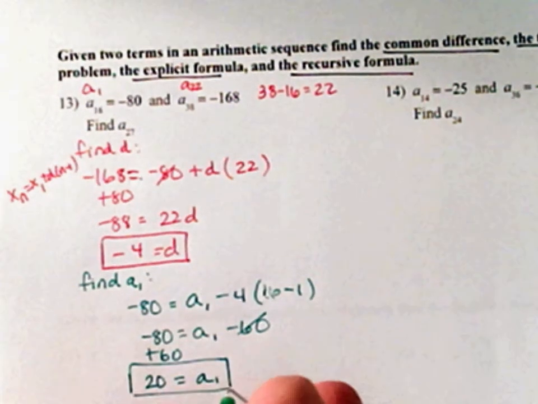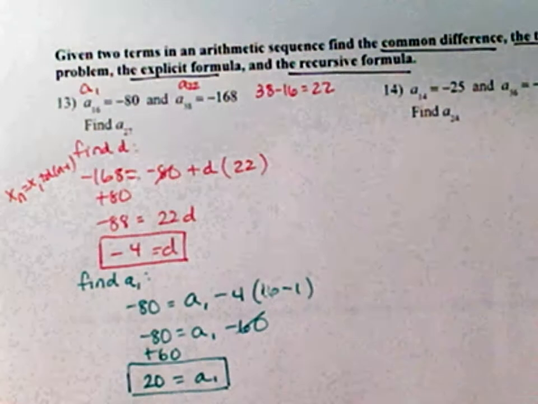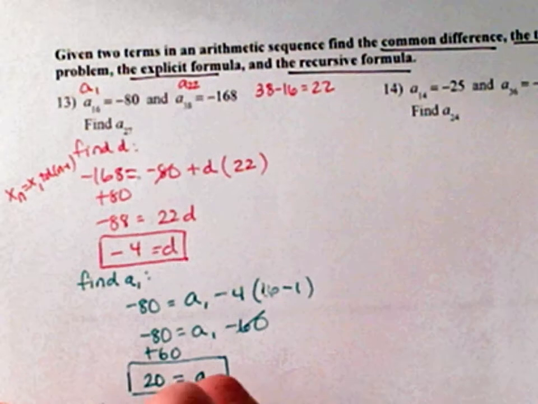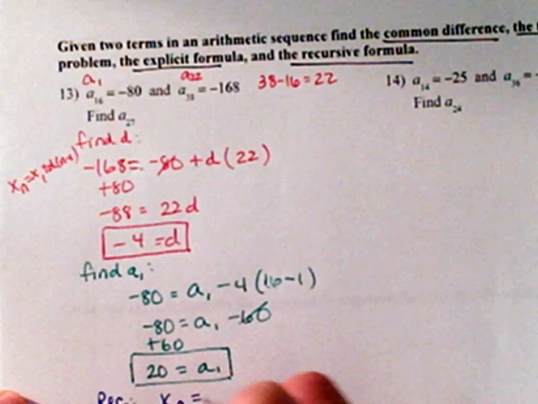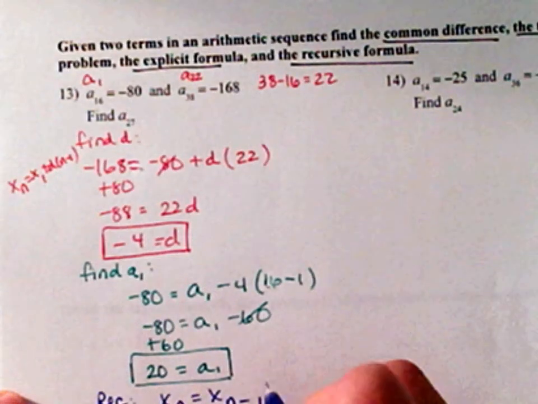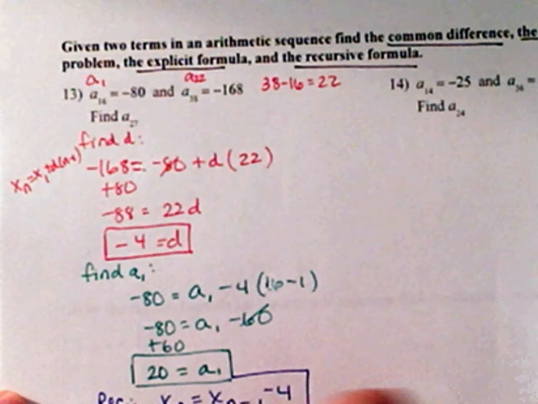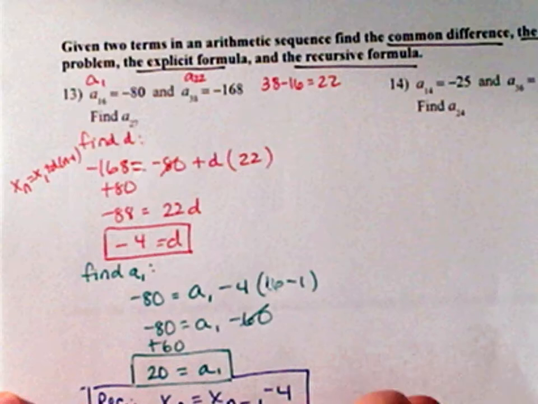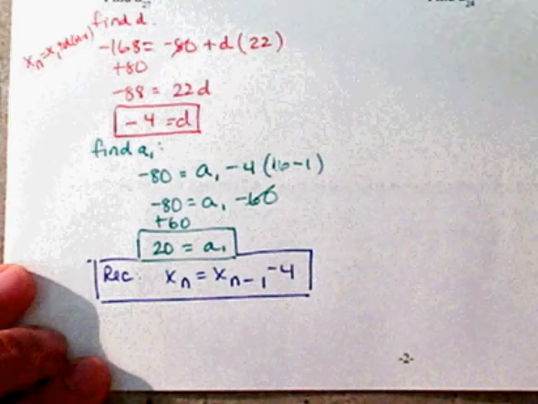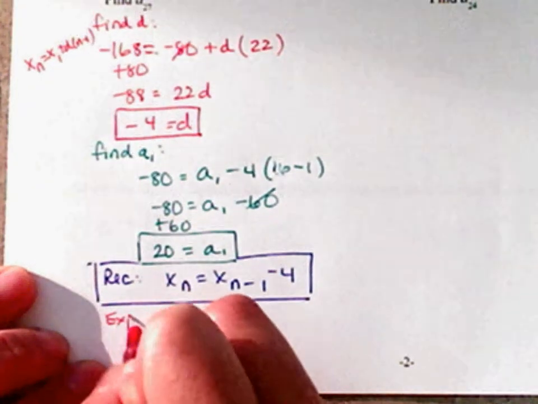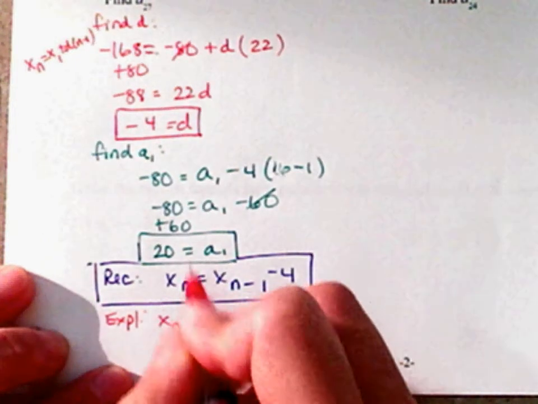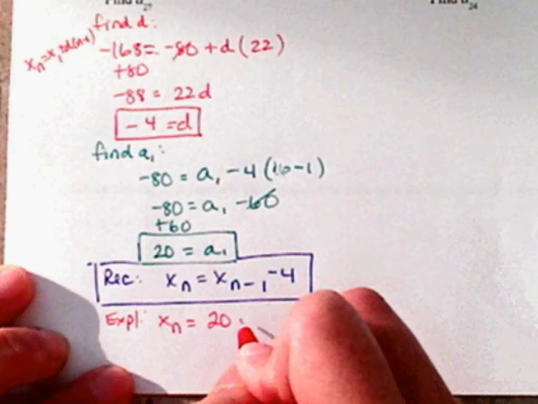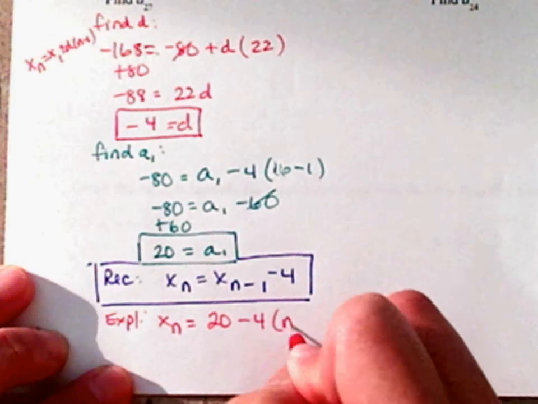Now that you have that information, you can write your explicit formula and the recursive. Let's write the recursive first. X of n equals x of n minus 1 minus 4. There's your recursive. Your explicit formula is going to be x of n equals the first term. What is your first term? 20 plus your d, which is negative 4, times n minus 1.